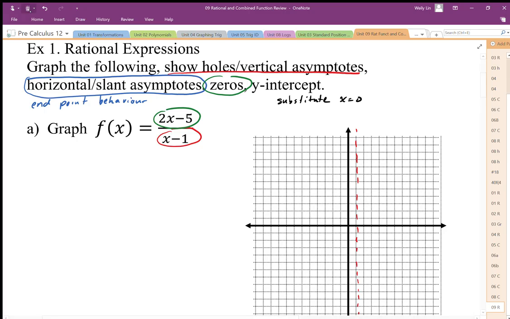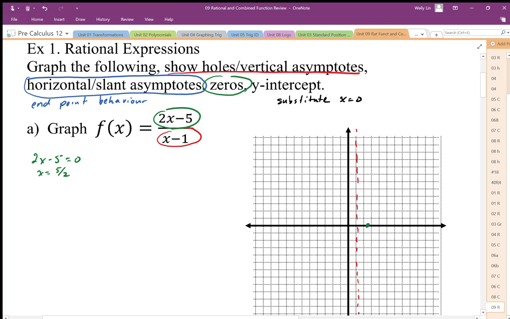The zero is going to come from, so I'm going to do the zero in green, the numerator. We make the numerator equal to 0, and we solve this equation, and we get x is equal to 2.5. Okay, so it's going to cross the x-axis here.